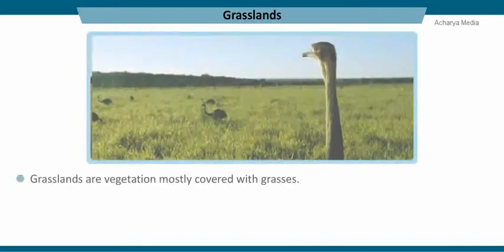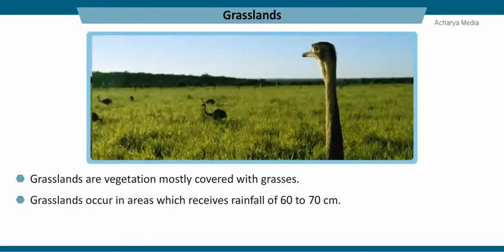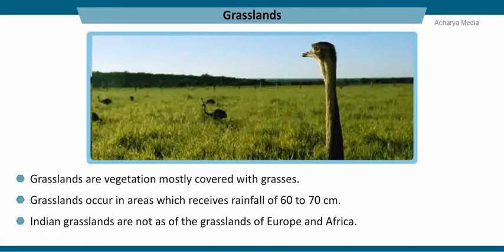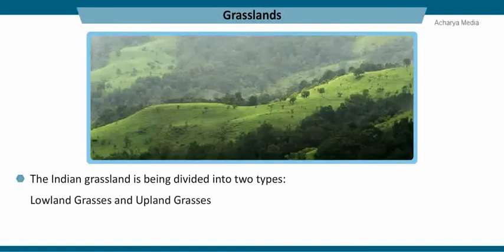Grasslands. Grasslands are vegetation mostly covered with grasses. Grasslands occur in areas which receive rainfall of 60 to 70 centimeters. Indian grasslands are not like the grasslands of Europe and Africa, like steppes and savanna. The Indian grassland is divided into two types: lowland grasses and upland grasses.